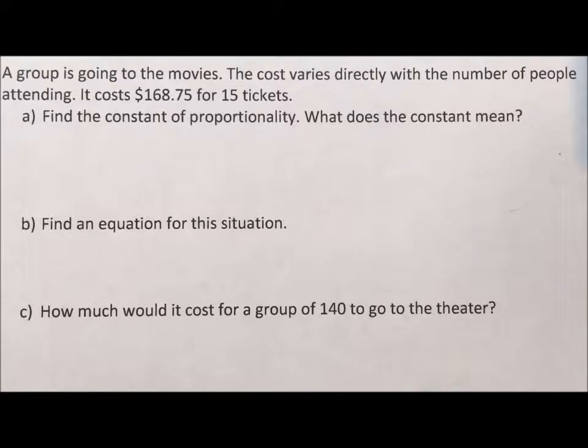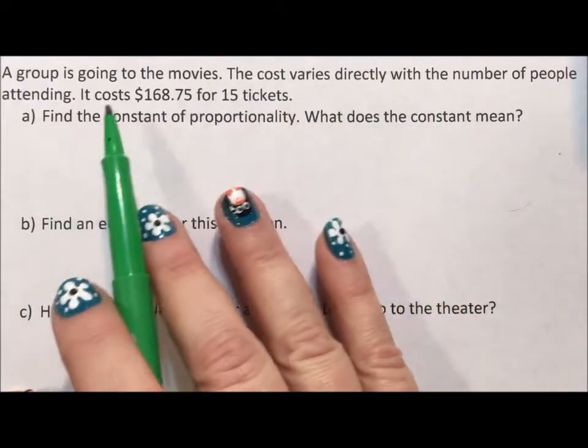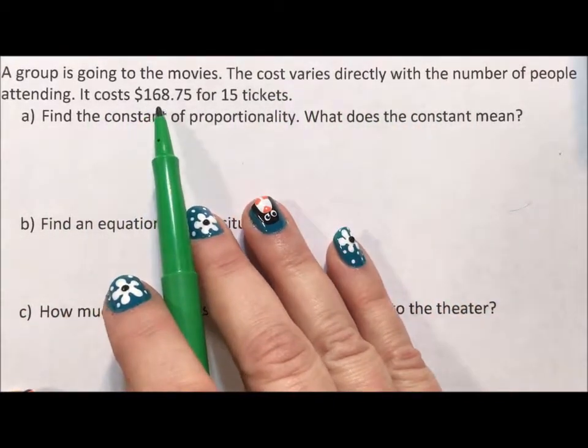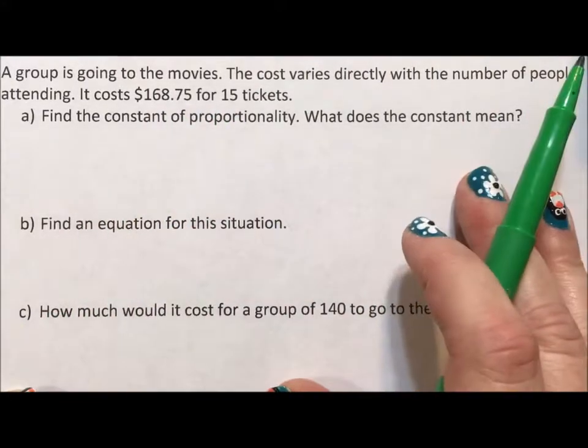Today I'm doing a series of videos on rational functions, and specifically inverse and direct variation. All right, let's go. A group is going to the movies. The cost varies directly with the number of people attending. It costs $168.75 for 15 tickets. Find the constant of proportionality.